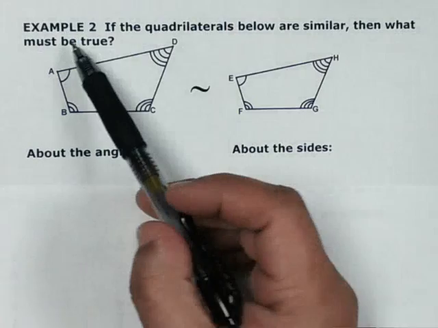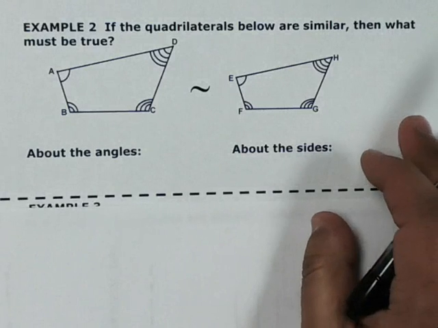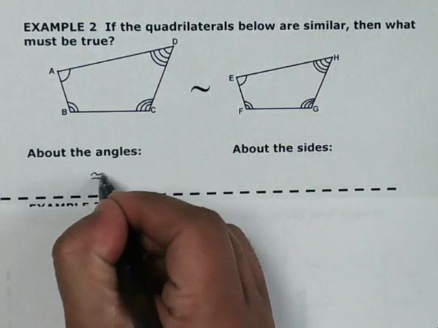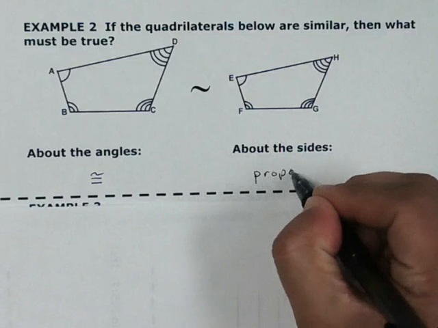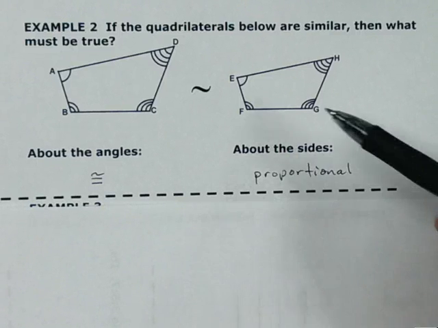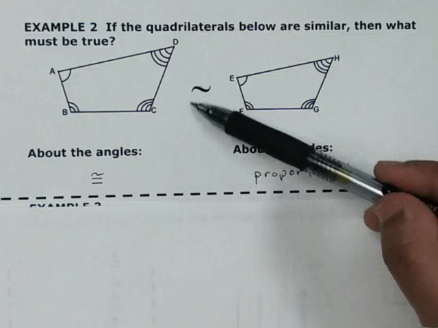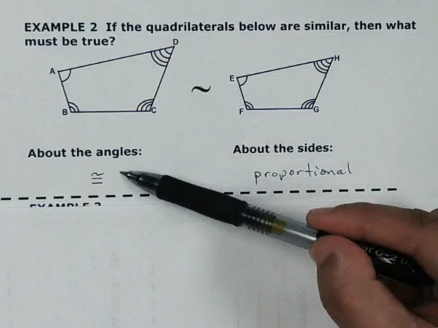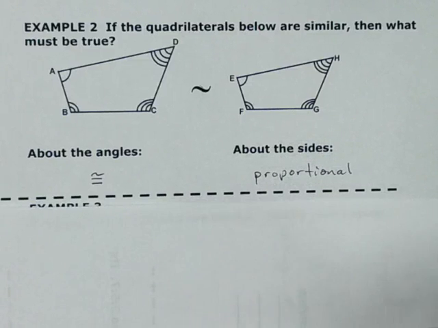I'm looking at this next example. If the quadrilaterals below are similar, then what must be true about the angles? The angles must be congruent, and the sides must be proportional. That's just reassuring you that similar means the corresponding angles have to be congruent, and the corresponding sides have to be proportional.